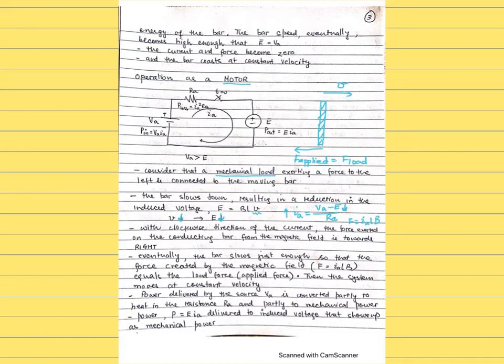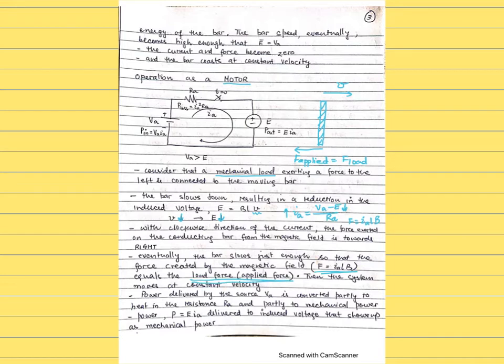So then what will happen is, at one time the velocity is going low. Keep in mind the velocity of the bar is going low. At one time the bar will be at a certain velocity V, lower than its original value where we started, at which the force created by the magnetic field, the induced force, equals the load force or the applied force.